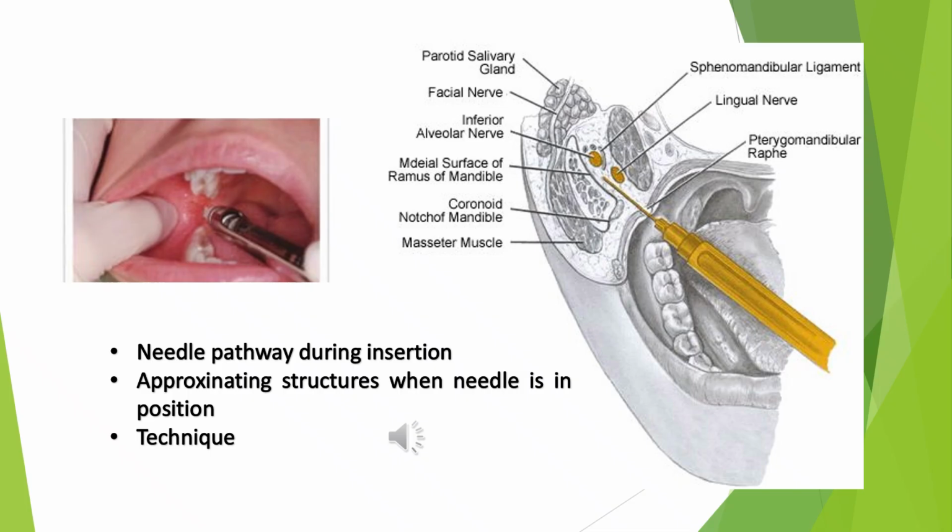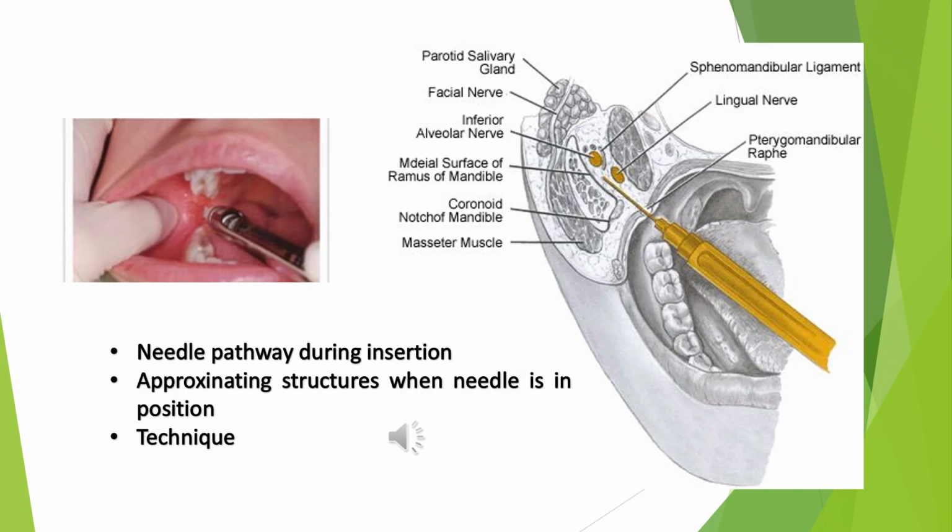When we are giving this block, the needle passes through the mucosa, then the thin plate of buccinator muscle, loose connective tissue, and a variable amount of fat. When it reaches its final position, it should be superior to the inferior alveolar vessels, inferior alveolar nerve, insertion of the internal pterygoid muscle, mylohyoid vessels, and mylohyoid nerve.